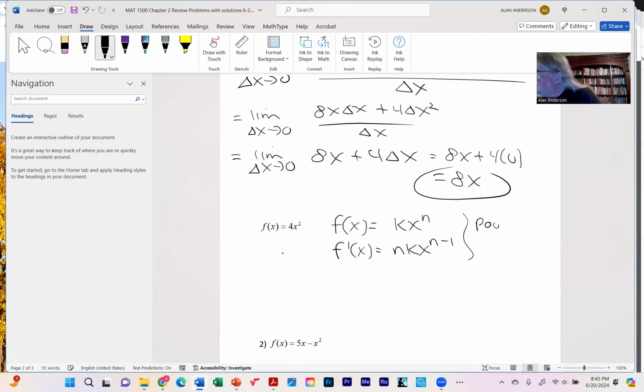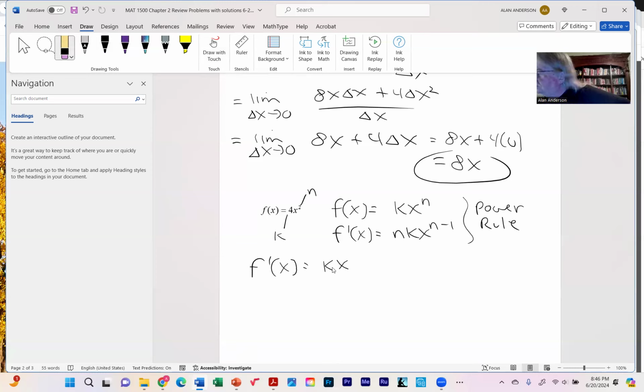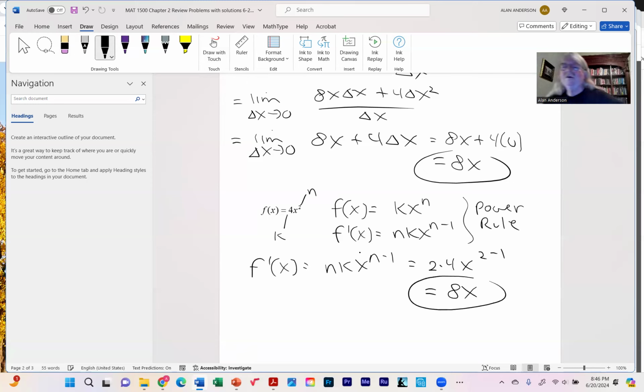This is our old friend, the power rule, which you see we get a lot of use out of, don't we? It shows up quite often because often we're dealing with polynomials. And so here, the 4 is our k, 2 is our n. So we're going to have nk x to the n minus 1, which will therefore be 2 times 4 times x to the 2 minus 1. And what do you know? It's the same. That means we must have done it correctly.